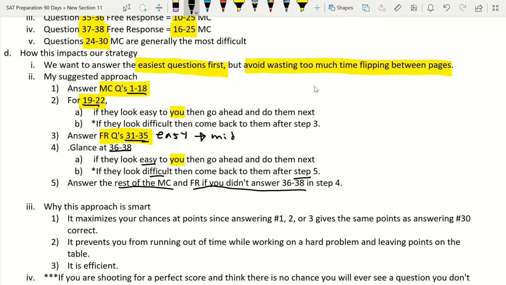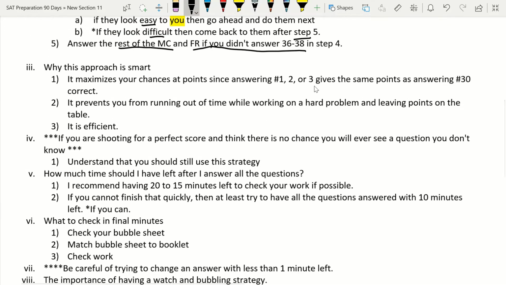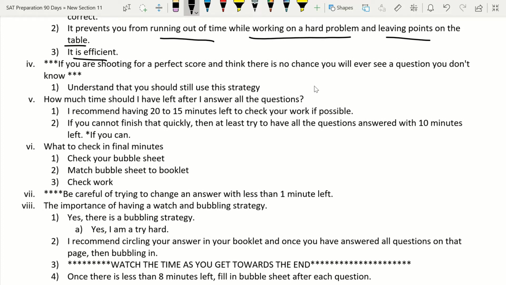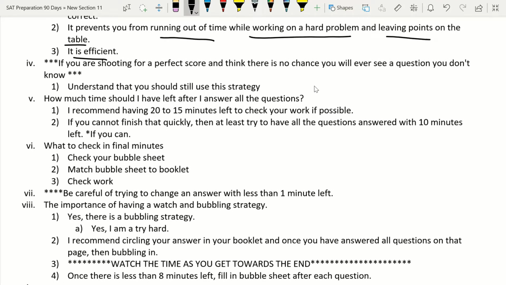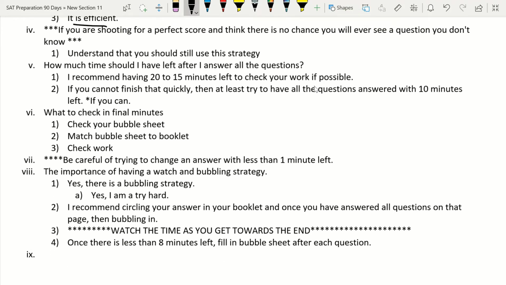All right, so why is this approach smart? Once again, like I talked about, you get the same amount of points for answering those easy questions as those difficult ones. You want to answer the easy ones first, preventing you from running out of time while working on a hard problem. You don't want to leave any points on the table. It's efficient. If you're shooting for a perfect score, once again, this is a strategy for you as well. Understand, for everyone, this is the strategy you should be using in my opinion. This is what I used when I scored perfectly on the math section. This is what I recommend you use no matter what score you're shooting for.